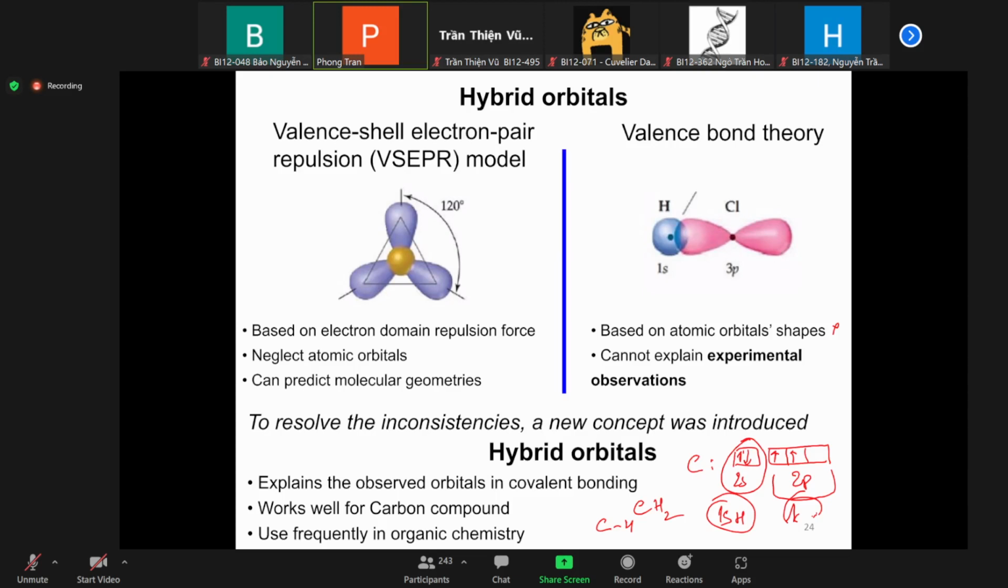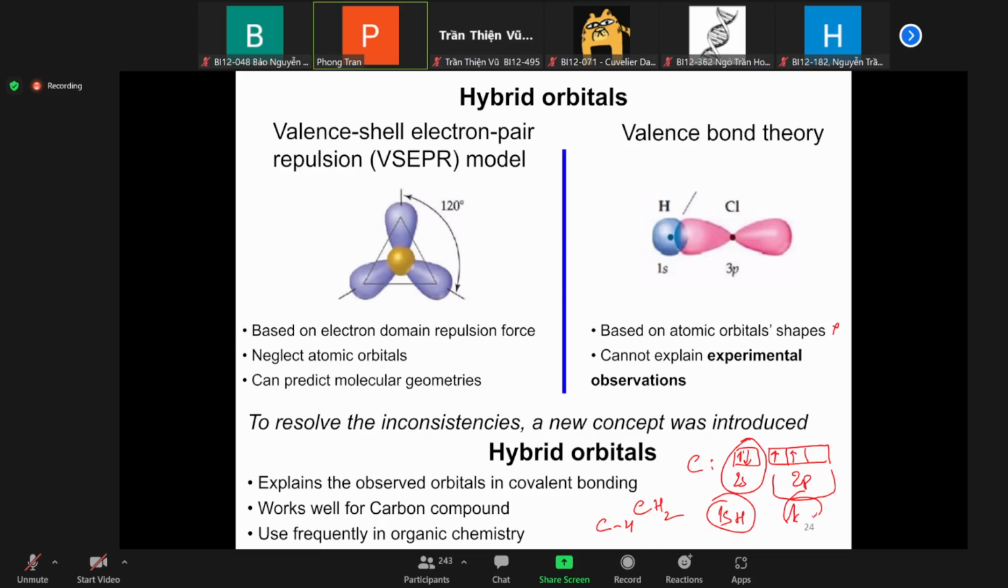The molecule CH2, later we know very well that the 2 carbon hydrogen bonds are exactly identical. So by using the valence bond theory based on the orbital overlap, we cannot explain the case of CH2. That means, experimentally, something strange.